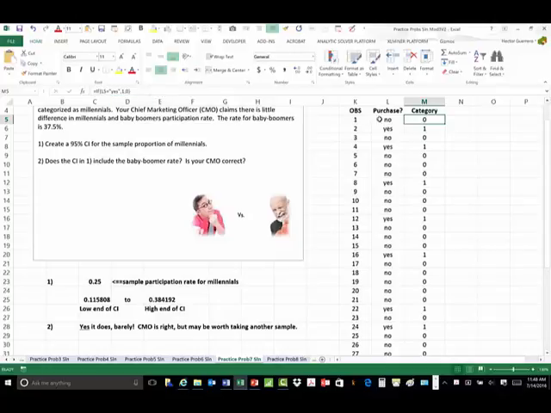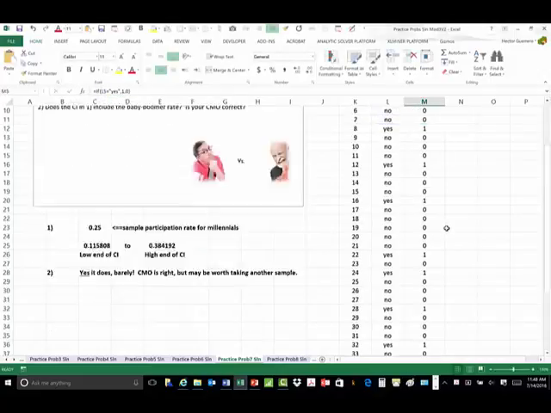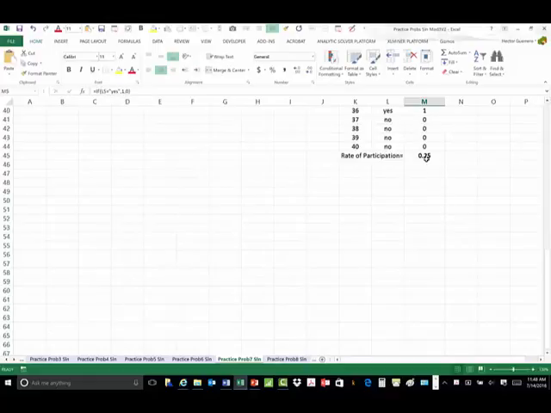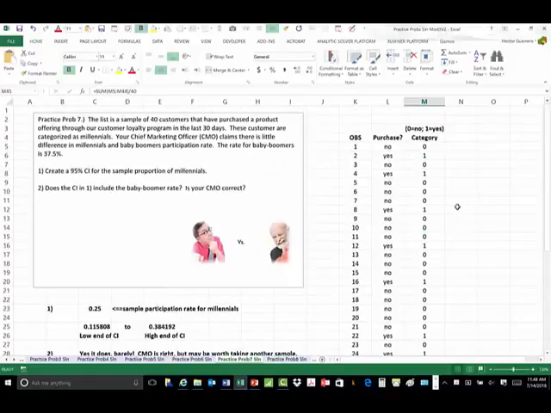If L5 is yes, then I place a 1 there. If it's something other than yes, I place a 0 there. And you can see that I can copy this down, and at the end of this, we find that our participation rate for this sample of 40 is 25%.